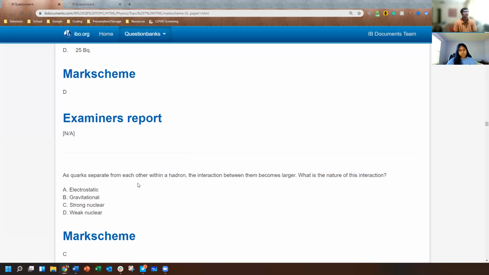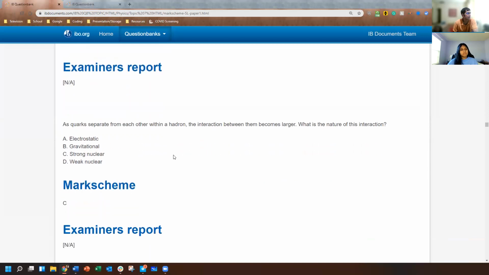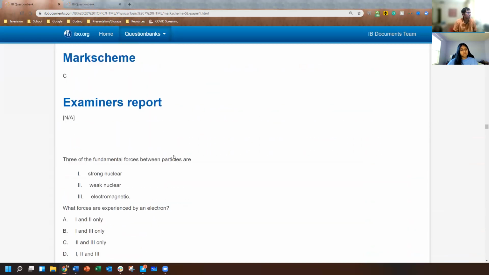So C, strong nuclear. Yeah, it is strong. At that level, the only 2 forces interacting are electrostatic and strong nuclear. Gravitational is insignificant at that point, obviously. Weak nuclear is not there. Electrostatic would not work because if the distance is increasing, then the interaction decreases. Also, based on the definition of a hadron, it has the strong nuclear force in its definition, right?